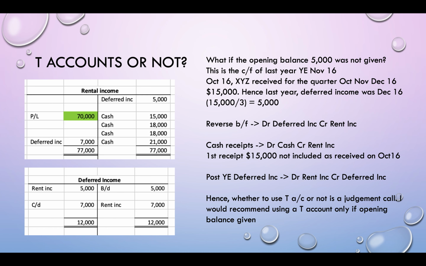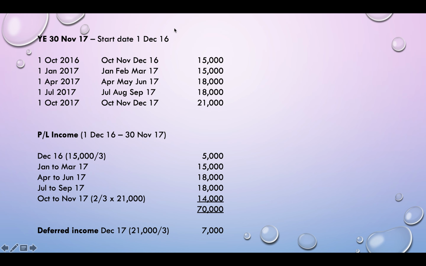The first receipt of 15,000 was not included. As you can see, it's just these four. Because if you remember, this was received in October 16, which is well before our start date. Our start date, remember, was the 1st of December 16.